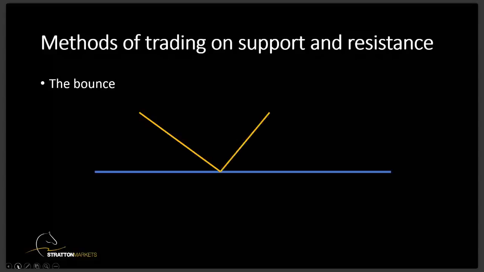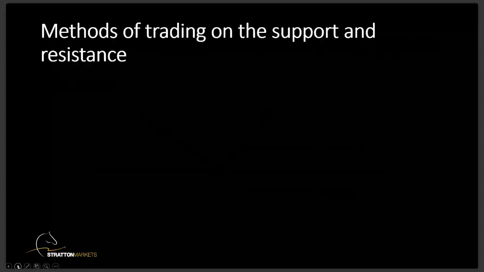So some traders wait for the bounce. And when they see a bounce, they then enter in a suitable place, setting their stop loss slightly under that level, which in this illustration is a support. At the same time, of the methods of trading support and resistance, there's another way. It's called the break. So that's called the bounce. This one's called the break.